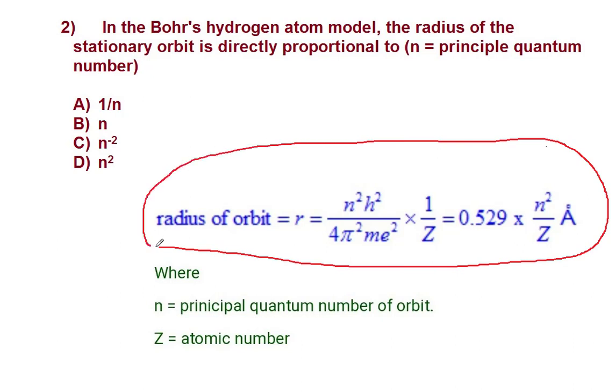We can have many orbits. If we see the expression for the radius of the orbit, what we have is n square h square upon 4 pi square m e square into 1 upon z. What we are concerned with is the principal quantum number. This is the required expression. So r is proportional to n square. So this is the answer. It is natural: the higher the orbit number, the larger is the radius. So this is the actual answer.